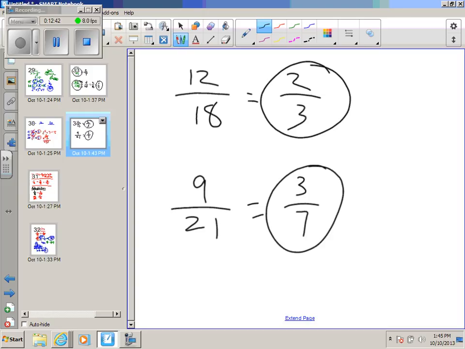Take out your 3-4 worksheet. 3-4. Well, we kind of skipped in between. We went from 3-3 to 3-7, or 3-6. It's a pink one. Thank you. You got it.